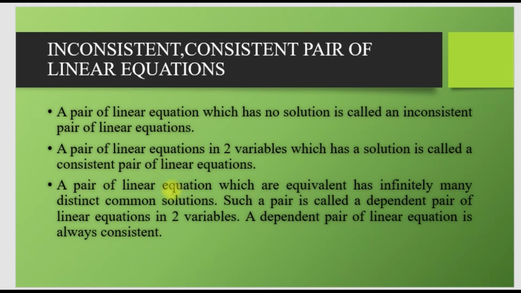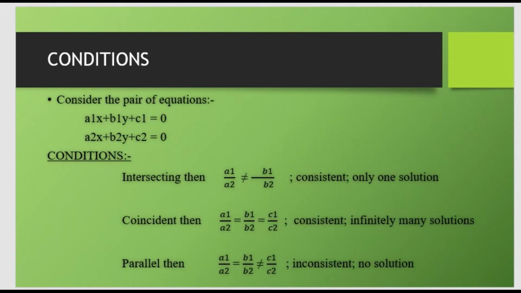That is, a pair of linear equations which are equivalent has infinitely many distinct common solutions. Such a pair is called a dependent pair of linear equations in two variables. A dependent pair of linear equations is always consistent. So, we can check the conditions for two lines to be consistent or inconsistent.